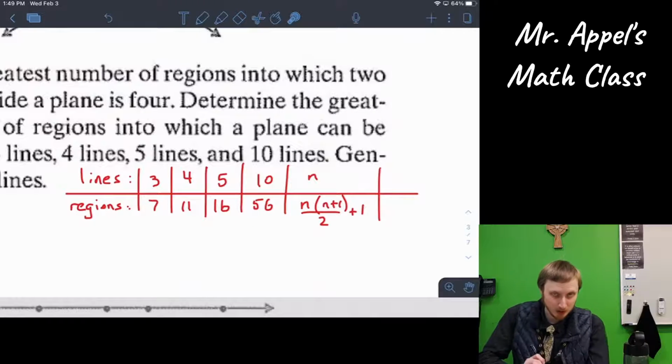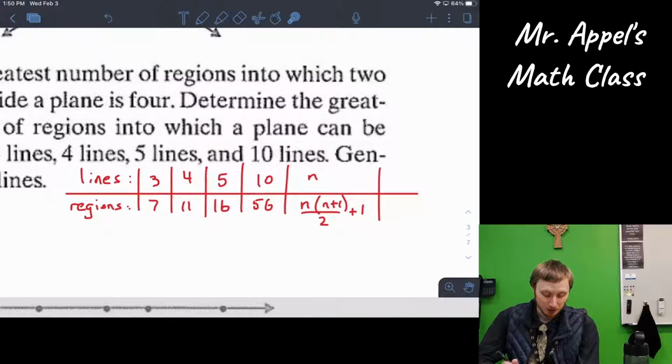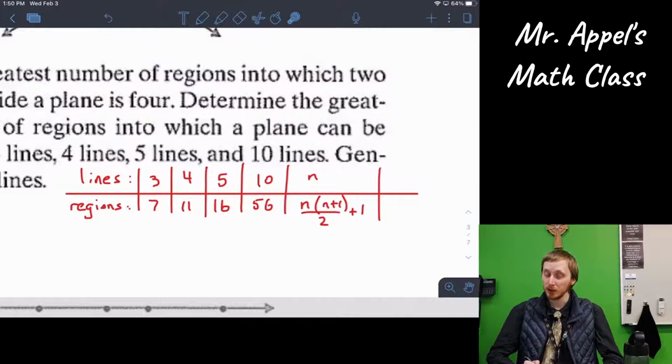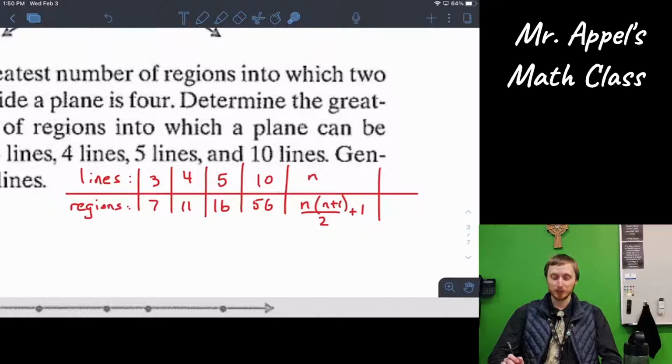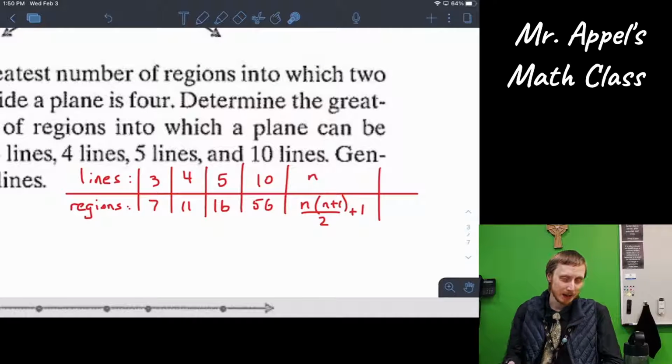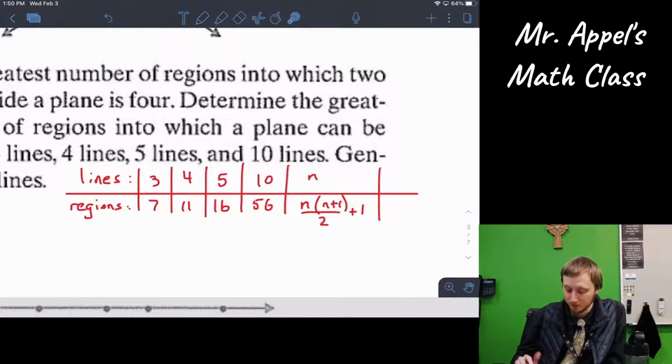Oh my goodness, what's the pattern here? Well, it turns out 4, 7, 11 is 1 more than the triangular numbers 3, 6, 10. So it's n times n plus 1 all over 2, plus 1. Told you, those triangular numbers, that little expression is going to be super handy dandy. Have it in your back pocket at all times.